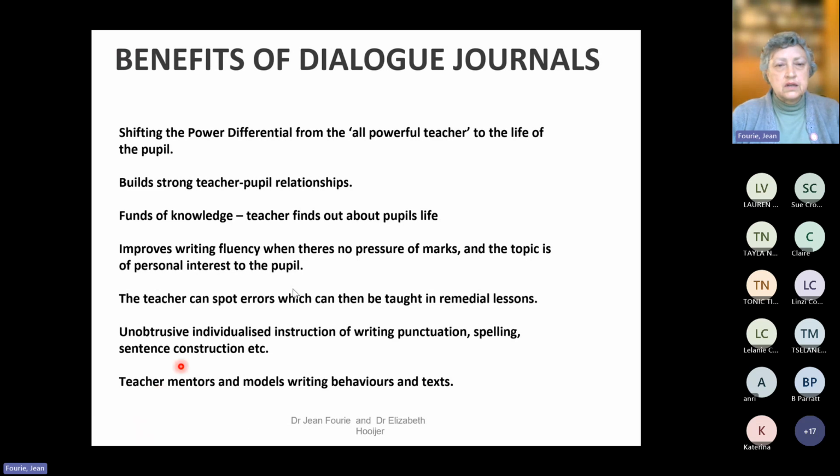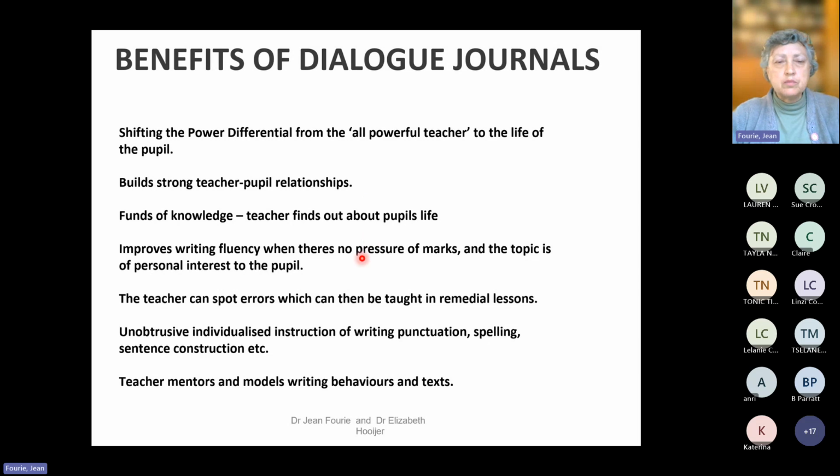So there's a quick slide here on the benefits. They assist with negating that power differential where the teacher is all powerful. They assist you to build strong pupil-teacher relationships, and it's a fund of knowledge. You find out a lot about pupils' lives that way.